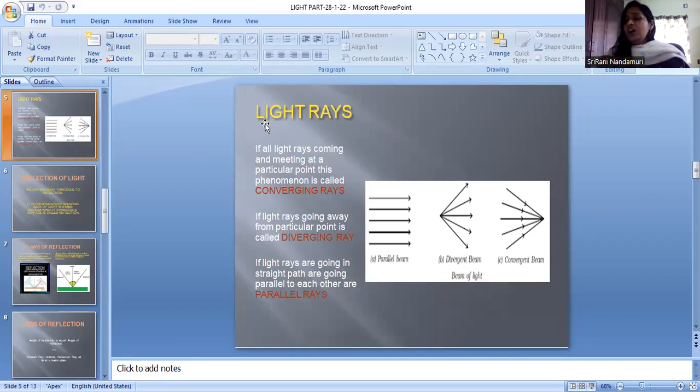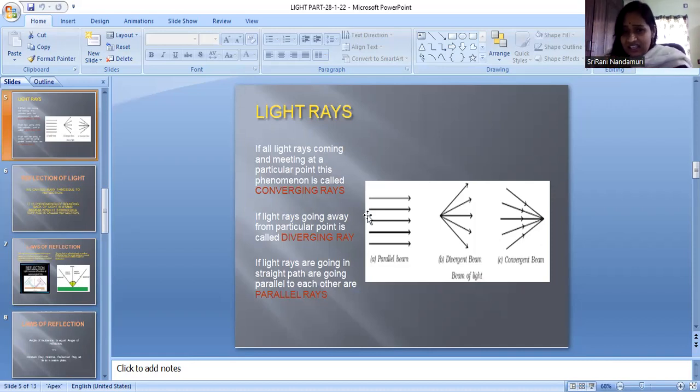So, we all discussed light travels in a straight path. This is one of the important properties. In the previous class, we came to know the properties of light. One of the important properties is that light always travels in a straight line. How does the light travel? In general, we consider light travels in the form of a ray.